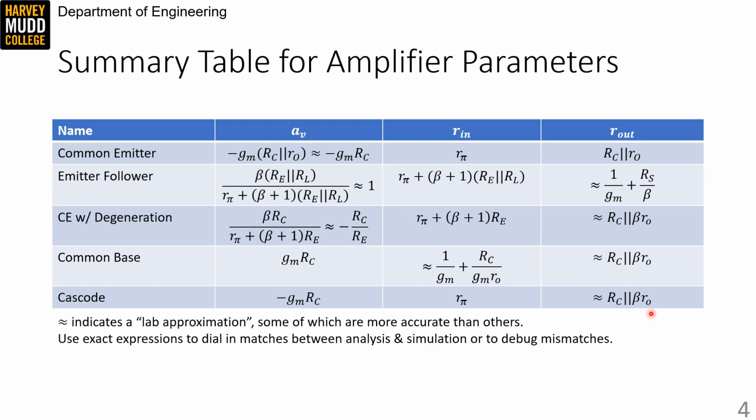Finally, note that the R in and R out entries for the common base are for the amplifier with a finite value of RO, which is different than what we derived in our common base video.